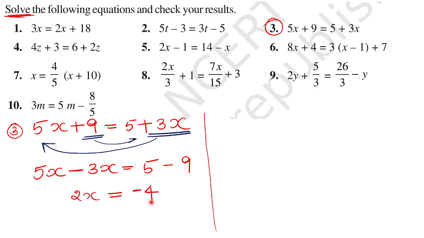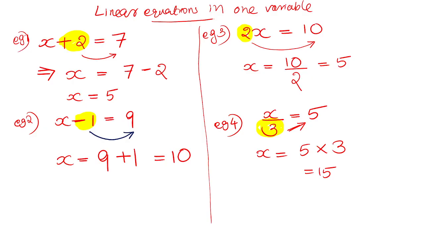I got 2x equal to minus 4. This is 2 into x, right? Multiplication becomes division on the other side. I told you this, the third property. Here 2 into x is on the left side. That 2 becomes divided by 2. A number which is under multiplication, if taken to the other side, becomes division. So in simple language, multiplication becomes division.